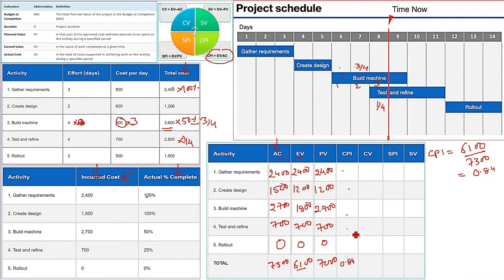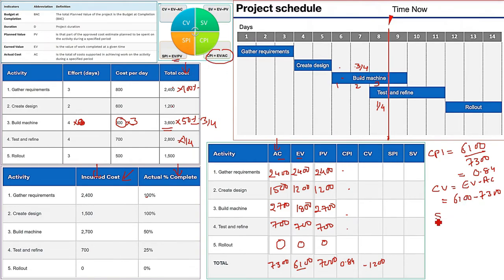Okay. Similar way, CV will be found out. CV is what? It's EV minus AC. What is EV? Total is 6100. What is AC? 7300. So you can do it one by one also, row wise. But we are doing it for the final. 6100 minus 7300, and that is going to be minus 1200. But you see, it is a negative value. That means there is a problem. Negative means problem.